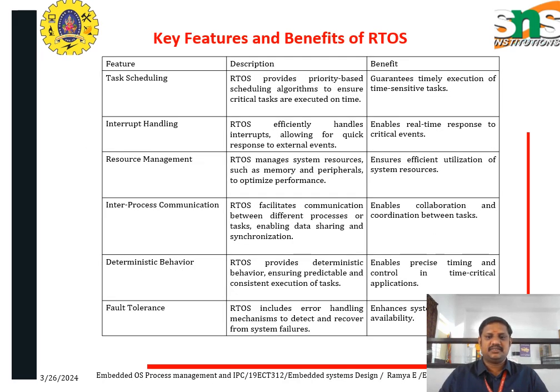And the key features and benefits of an RTOS are mainly task scheduling, interrupt handling, resource management, interprocess communication, deterministic behavior, and fault tolerance. These are the six important key parameters. The benefits: task scheduling guarantees timely execution of time-sensitive tasks; interrupt handling gives real-time response to critical events; resource management ensures efficient utilization of system resources; interprocess communication enables collaboration and coordination between tasks; and predictable timing and control in crucial situations are used for deterministic behavior. These are the important key feature benefits of the RTOS.